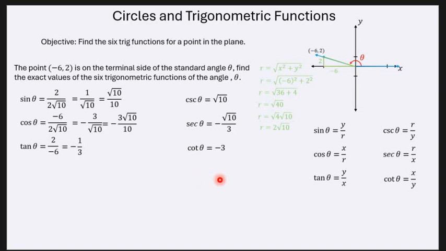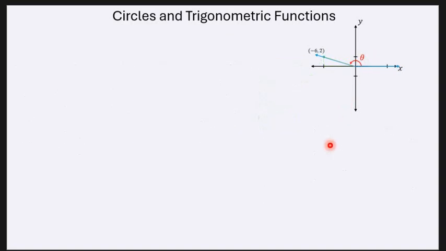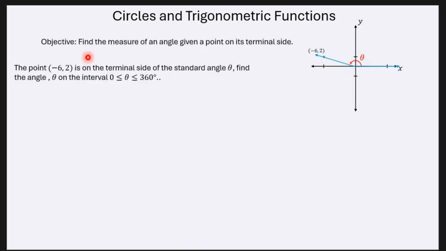All right, let's go ahead and try to find out what that angle is. So that's the next question here. The next objective is to find the measure of an angle given a point on its terminal side. And here I have a point on the terminal side. It's the same point, same angle. We need to find the angle theta on the interval from 0 to 360. So we basically need to find an angle theta that's a positive angle less than 360 degrees.